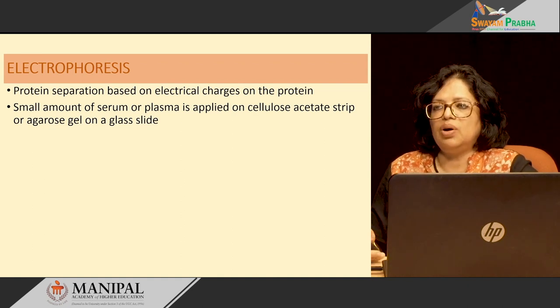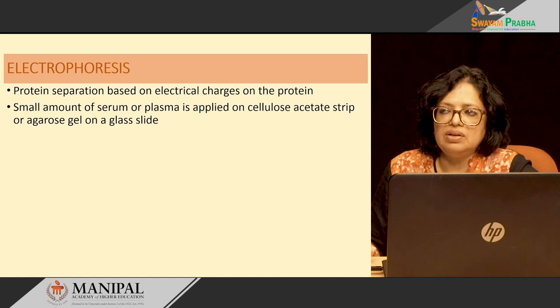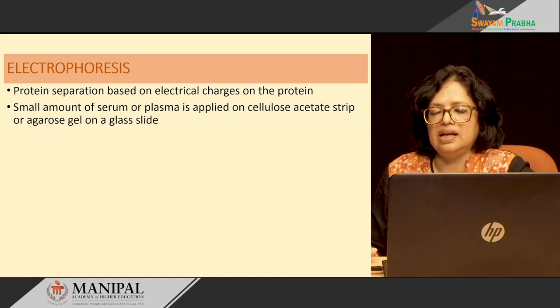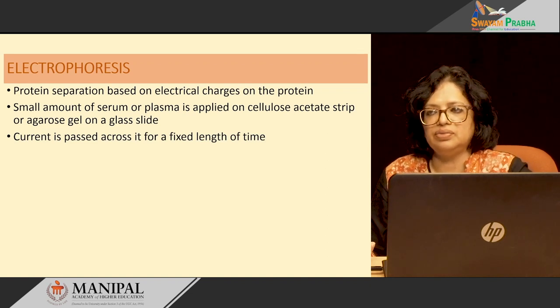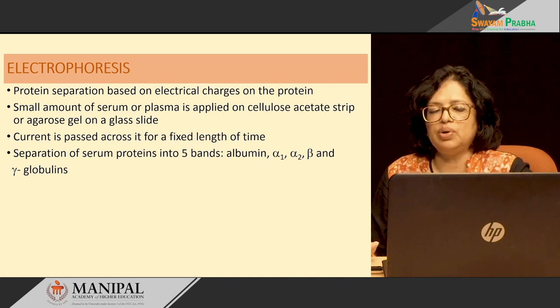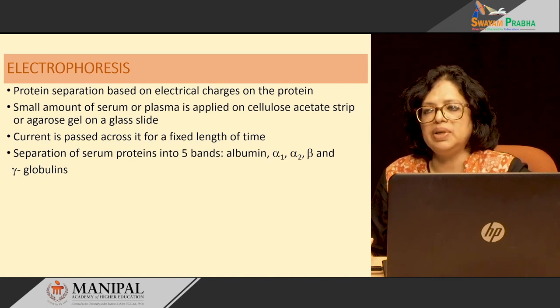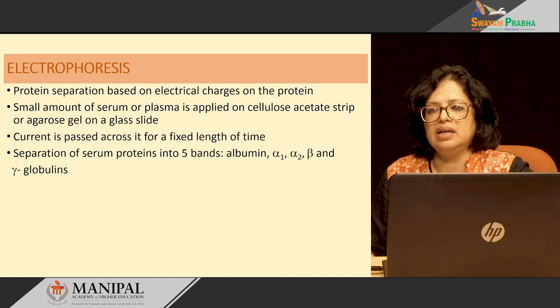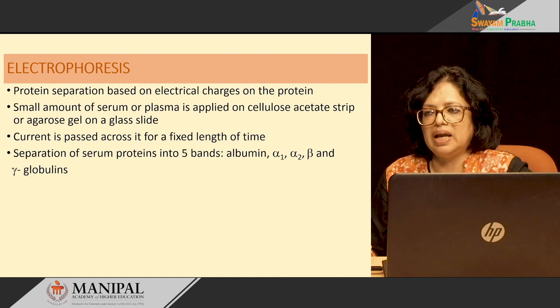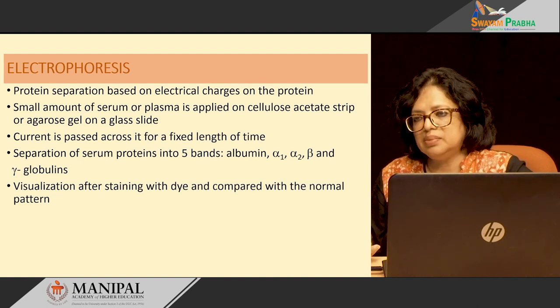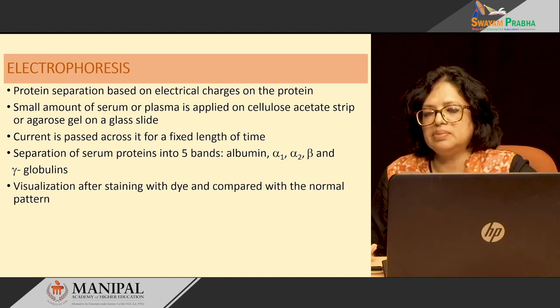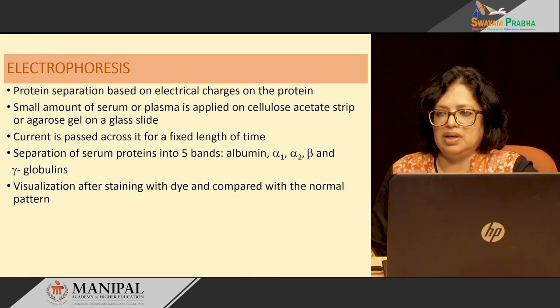A small amount of serum or plasma is applied on a cellulose acetate strip or agarose gel on a glass slide. Current is passed across it for a fixed length of time. Separation of the proteins occurs into 5 bands: albumin, alpha 1, alpha 2, beta and gamma globulin. So, 5 bands of proteins can be separated by this method. And visualization is by staining with an appropriate dye, and then you can compare the pattern obtained in the normal plasma with that of the abnormal plasma or serum.